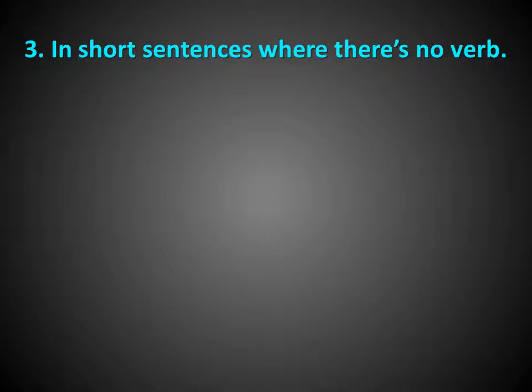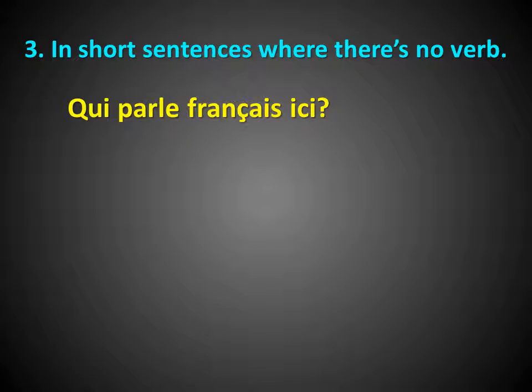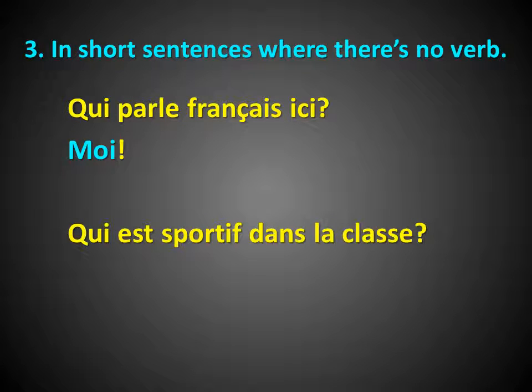In short sentences where there's no verb, qui parle français ici? Who speaks French here? Moi. You just say me, just like in English, right? We don't answer who speaks French here with I. We could say I do, but when there's no verb, we can just say me. Qui est sportif dans la classe? Who's sporty in class? Eux. So we might be pointing to a group of people over there. Them, they are, okay? Them.